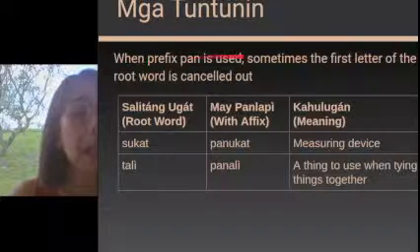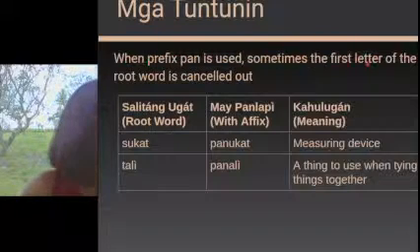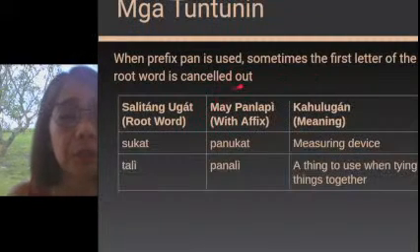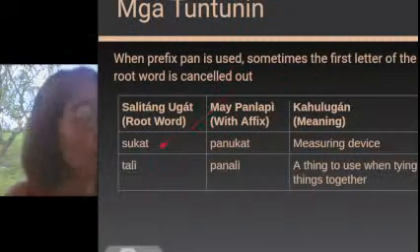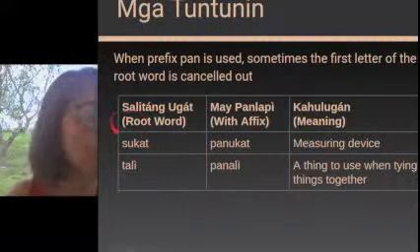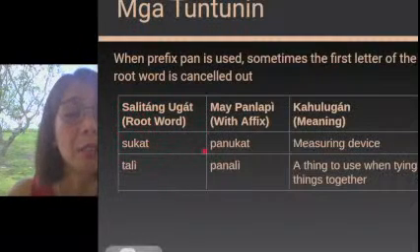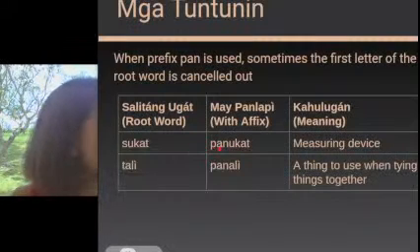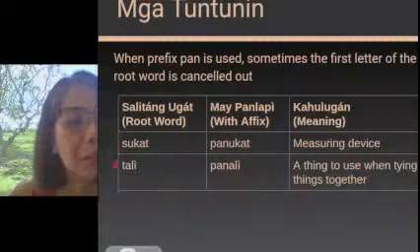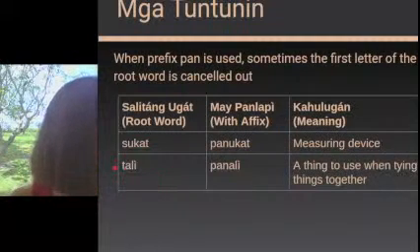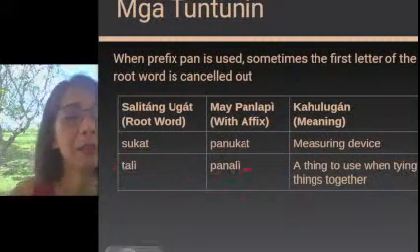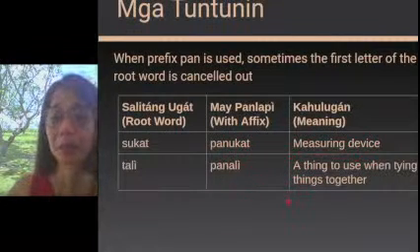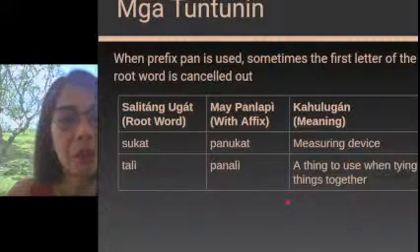When the prefix pan is used, sometimes the first letter of the root word is cancelled out. Root word sukat. Sukat means measure. Instead of saying pansukat, you can say panukat. Panukat. Good. Instead of saying pantali, you can say panali. Panali. Good. So, panukat, panali. Take note of this. Let's move on.